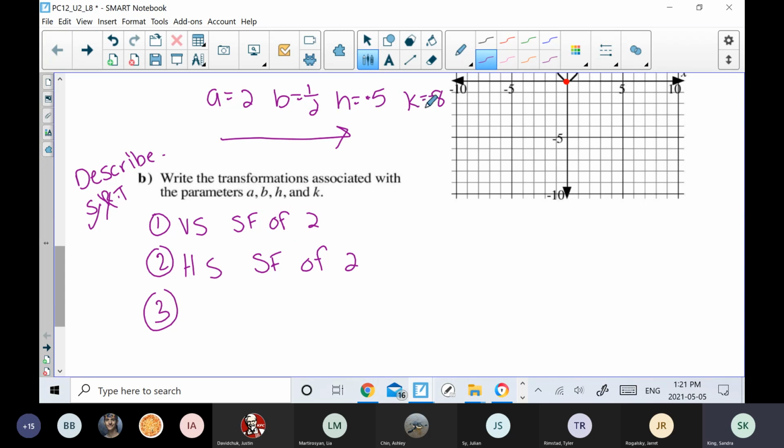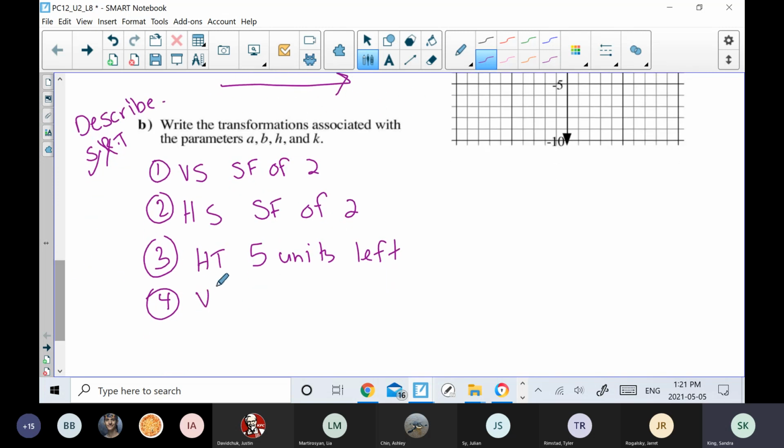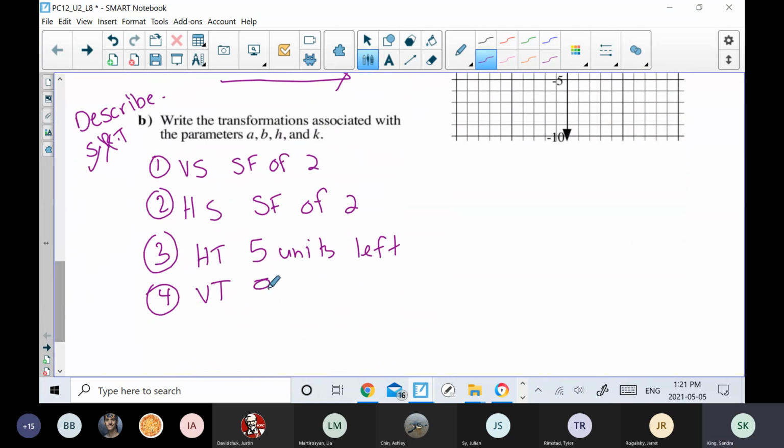It doesn't matter whether you start with the H or the K, just like with the stretches, it doesn't matter. I'm just going to go through from left to right. So I'm going to start with H. That is a horizontal translation. So you would write that completely out on your test. Then you tell me how many units in what direction. So -5 would be 5 units left. The last transformation is this K parameter. So you'd write out vertical translation. What was it? 8 units, and then the direction. 8 units down. And that's how you would describe.